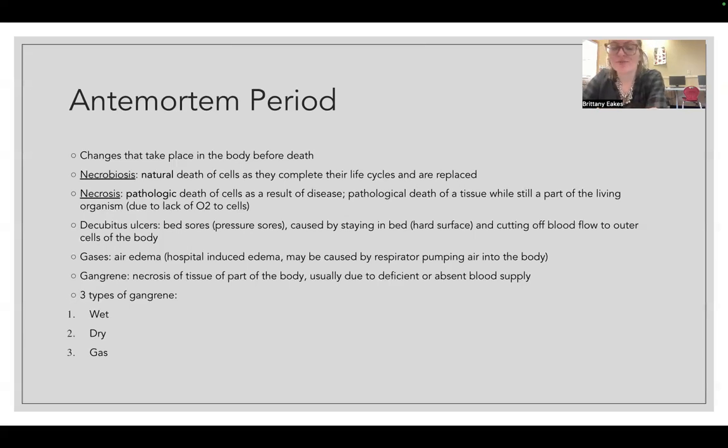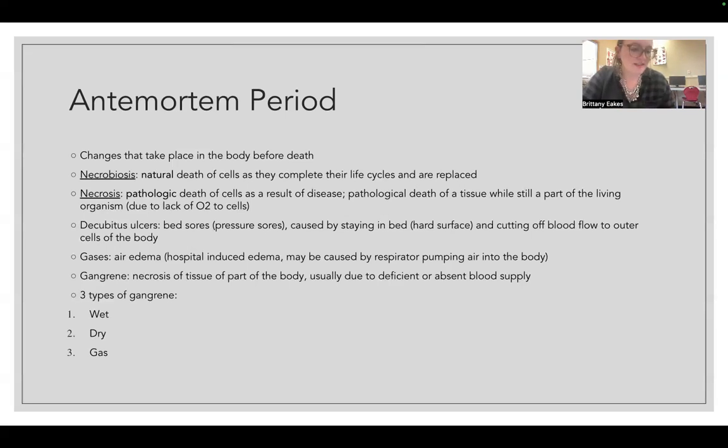Decubitus ulcers, or bed sores, also known as pressure sores, occur in people who are bedridden. These are caused by staying in the bed, which is a hard surface. So where the dependent parts make contact with that hard surface, it cuts off blood flow to outer cells of the body. That's why it's important to make sure that the patient is turned periodically, or they can develop bed sores.